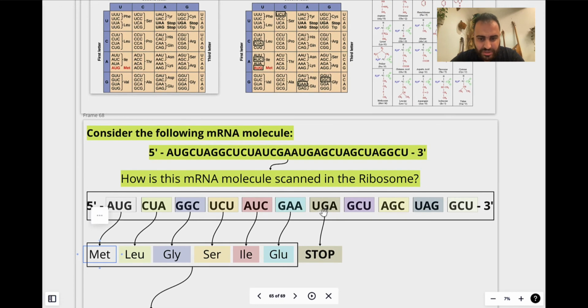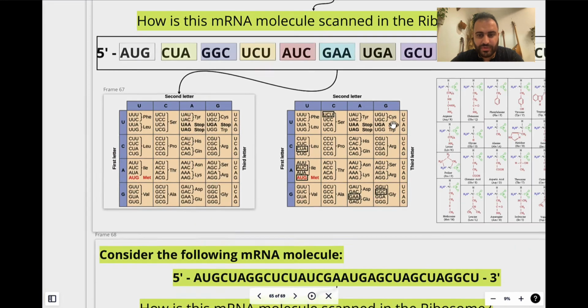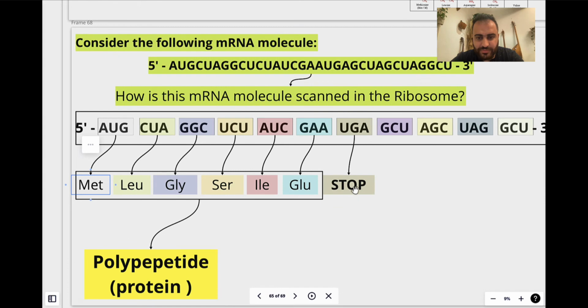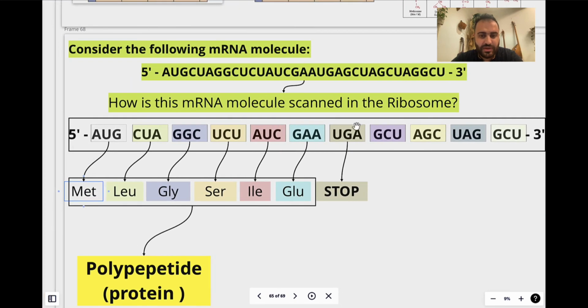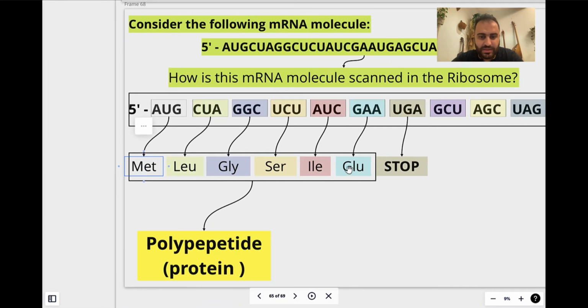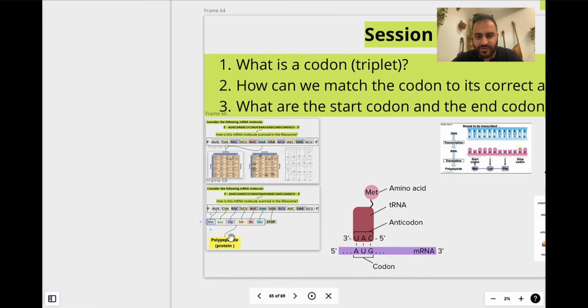After I reach UGA, if you look here, UGA is called stop codon. So I stopped here. After that, I didn't continue translation. This will mark the end of translation. And this molecule of 1, 2, 3, 4, 5, 6 amino acids is now called the polypeptide, or this is the protein.